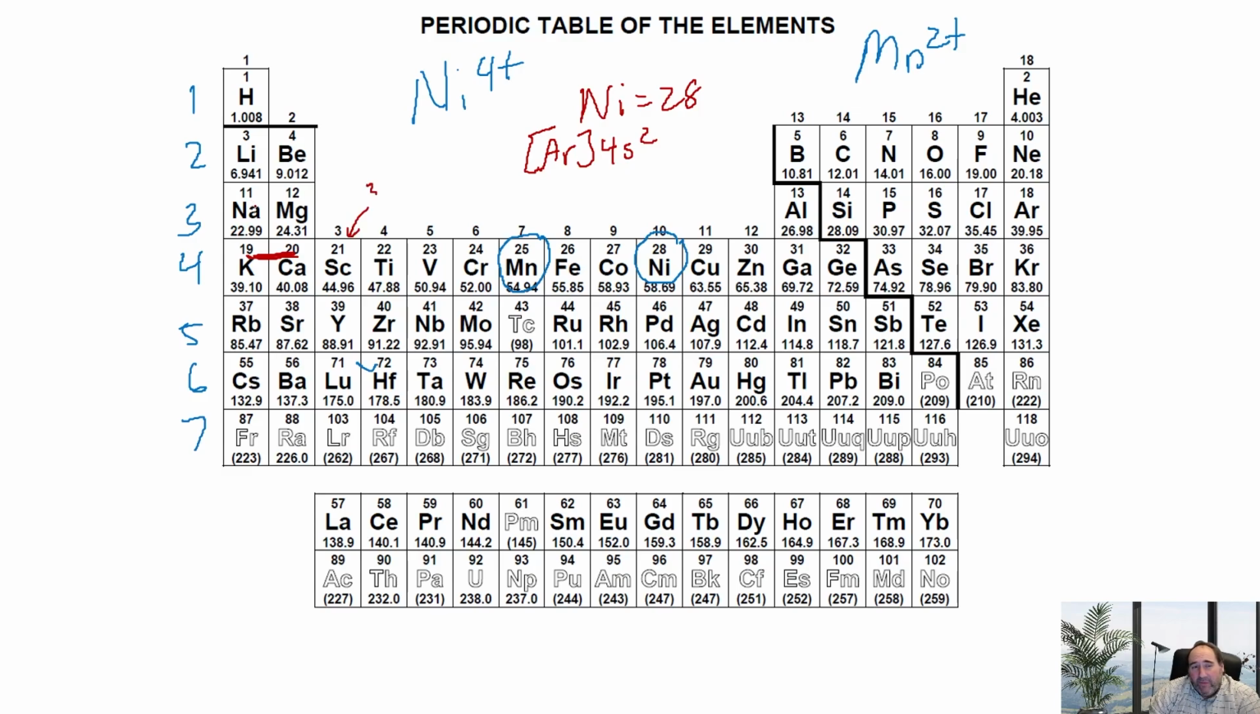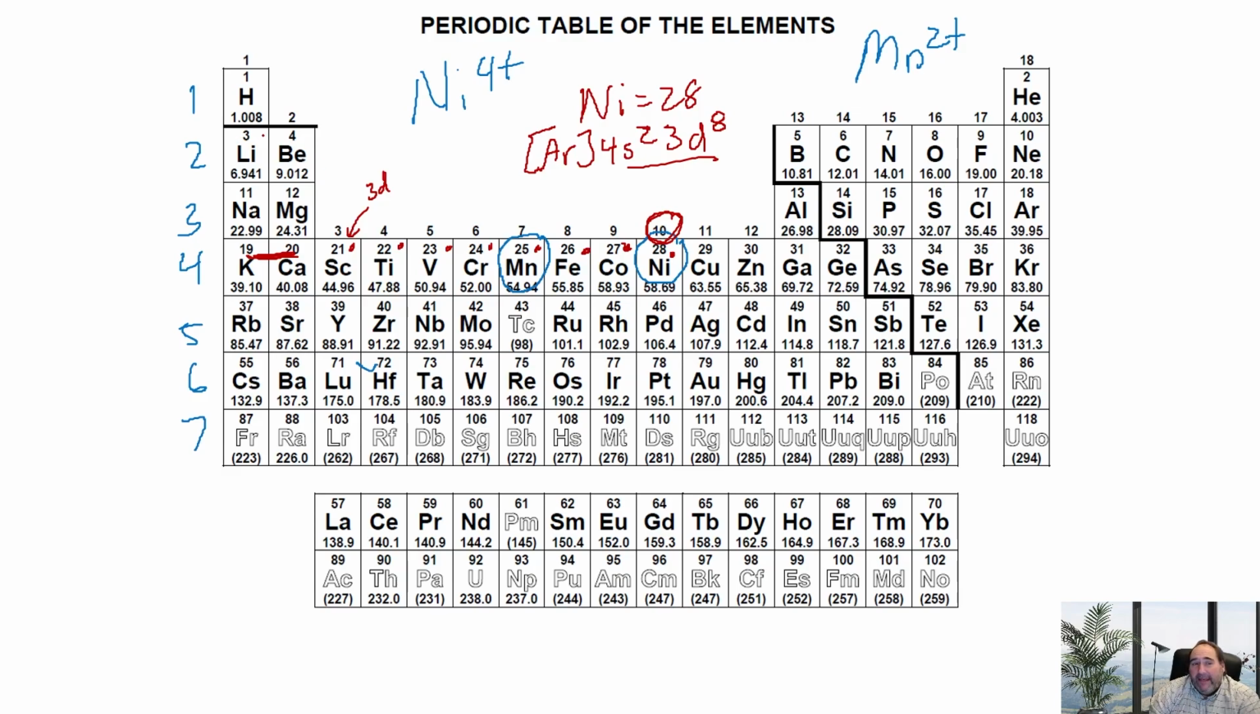Remember that that is 3d. So 3d, 1, 2, 3, 4, 5, 6, 7, and 8. Having 10, right? 10 right there. Valence electrons, these guys right about there. So looking at this here, +4, plus means that it has lost electrons.